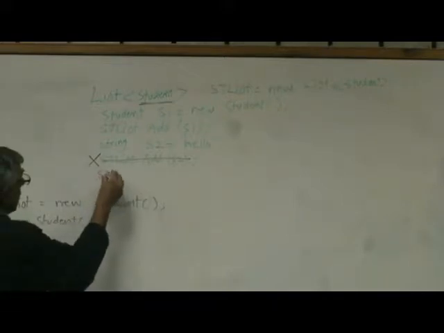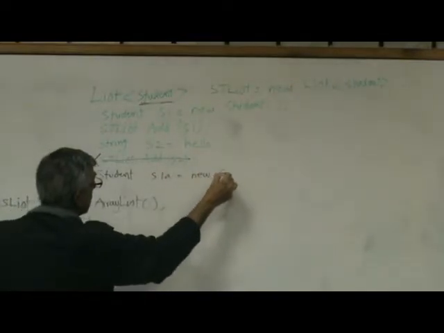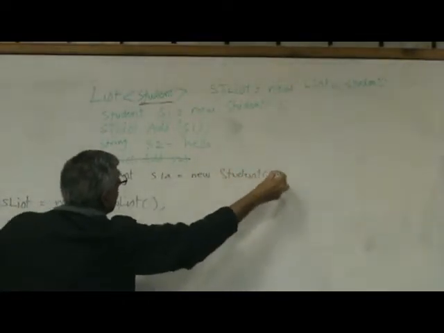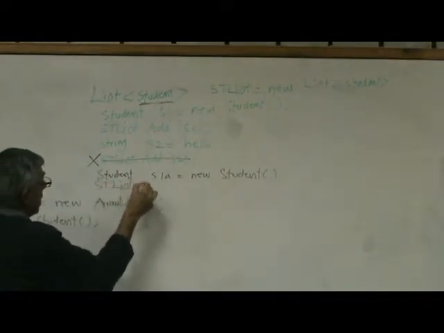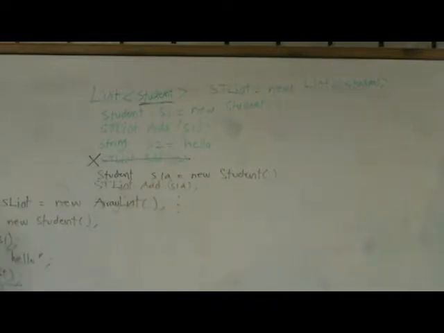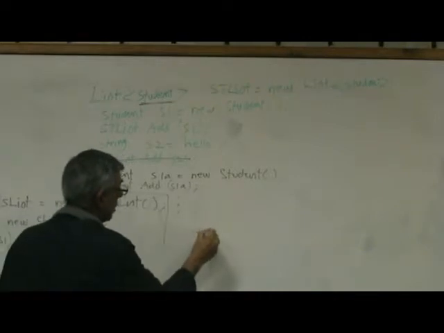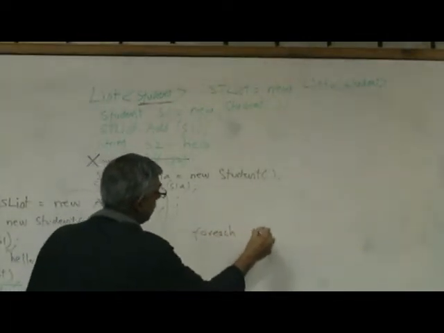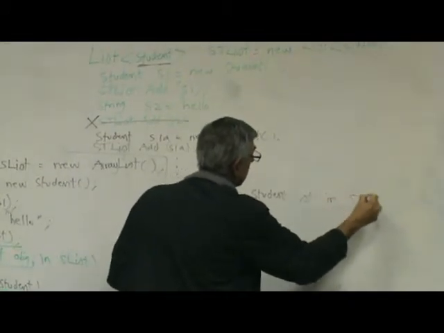The only things that we can add are other students. So we can say Student s1A equal to new Student, and stList.Add(s1A) as an example, and so on. So how will we write the for loop, the foreach loop, now? The foreach loop will be written as foreach, and now can we write Student st in stList?